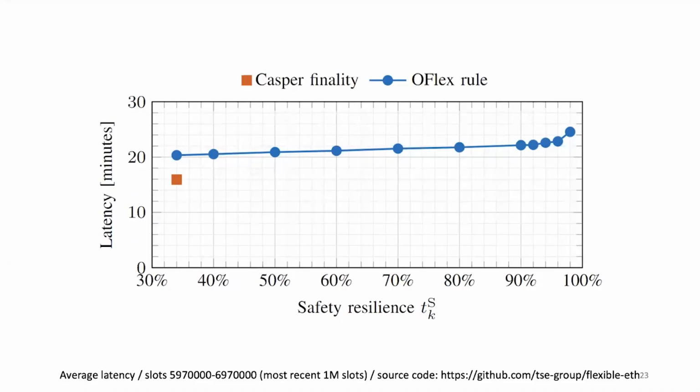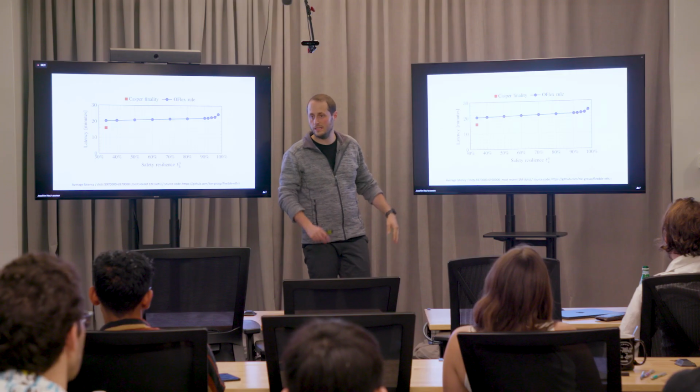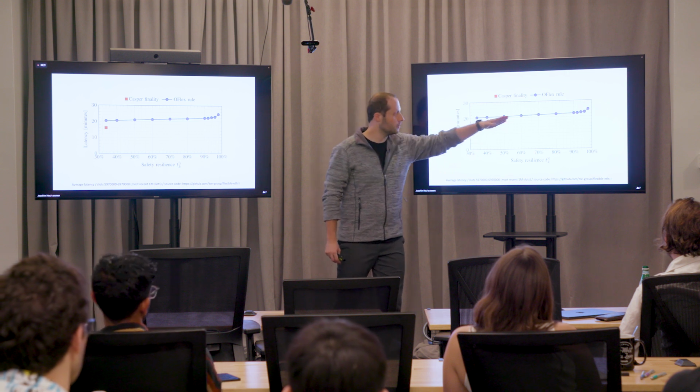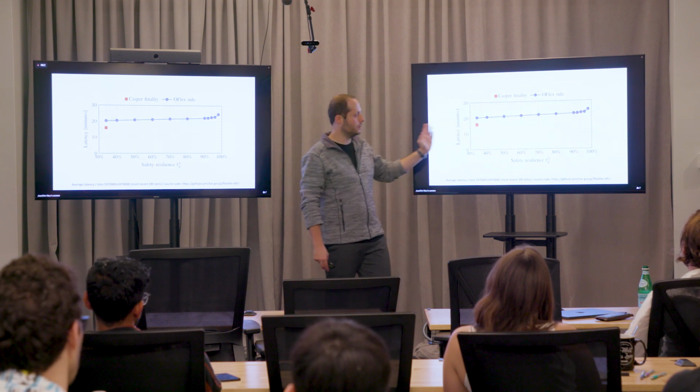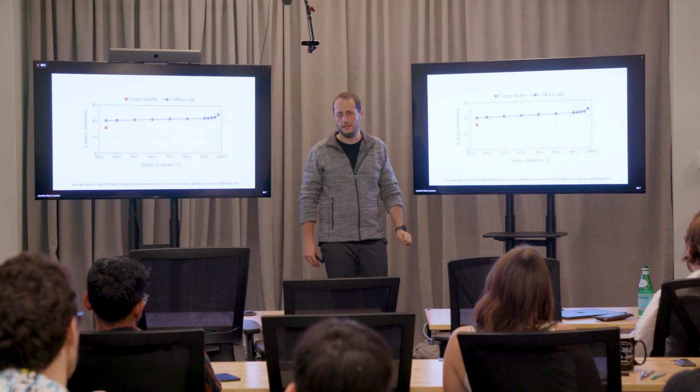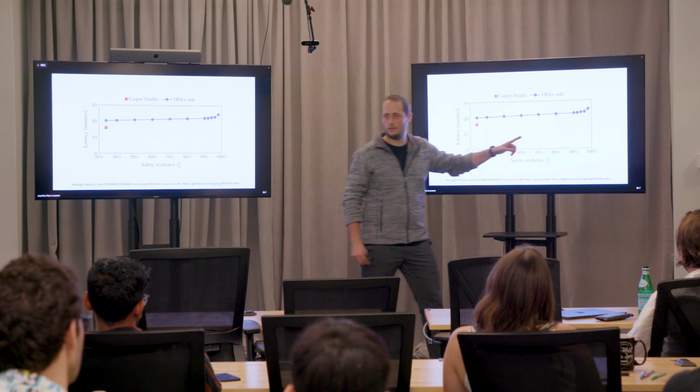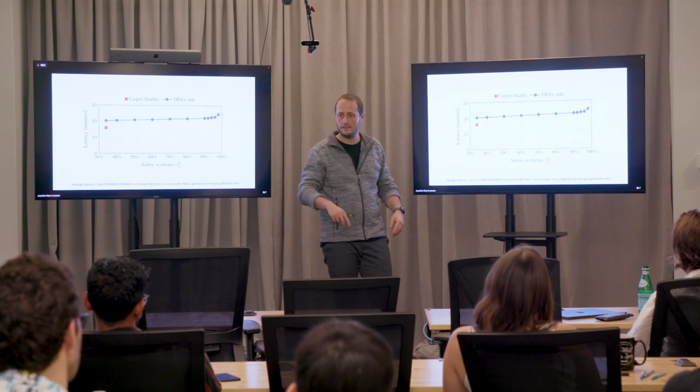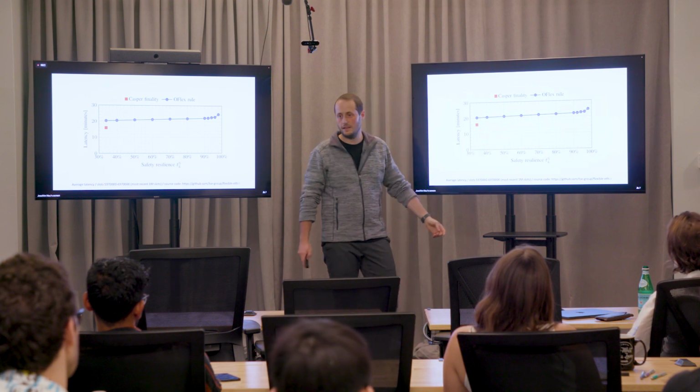This is another plot. The source code of this proof of concept is on GitHub if you want to check it out. This is another plot where we tune the safety resilience of the O-flex confirmation rule, and we're plotting the mean latency against Casper finality. What you see is that Casper finality has an average latency of 15-ish minutes, and because of the extra round of voting that we need for O-flex, we need about 4 minutes more. And then once we paid for the 4 minutes, no matter how much safety we want, we don't incur much loss in latency anymore. There's a little bit of a spike back here. Those are the cases where participation drops quite a bit, and then the higher resiliences start stalling.